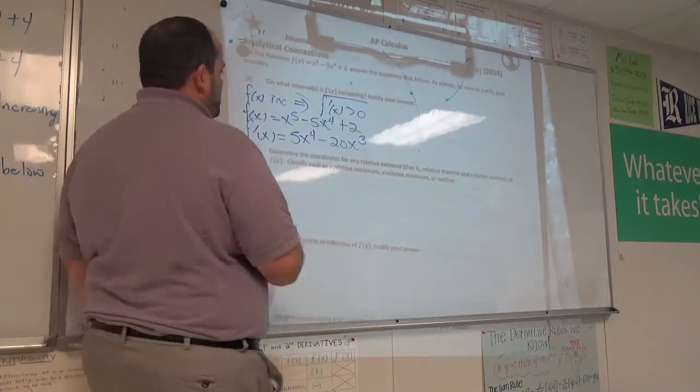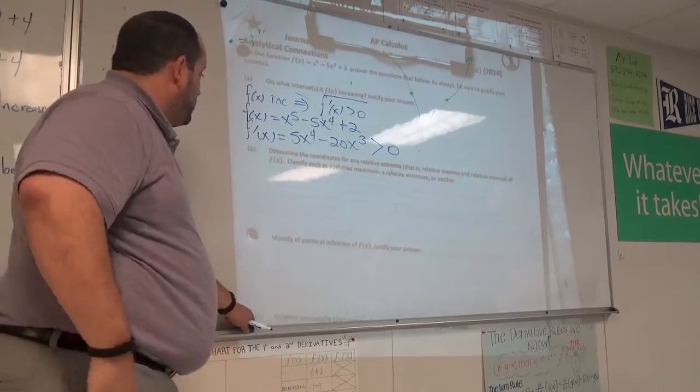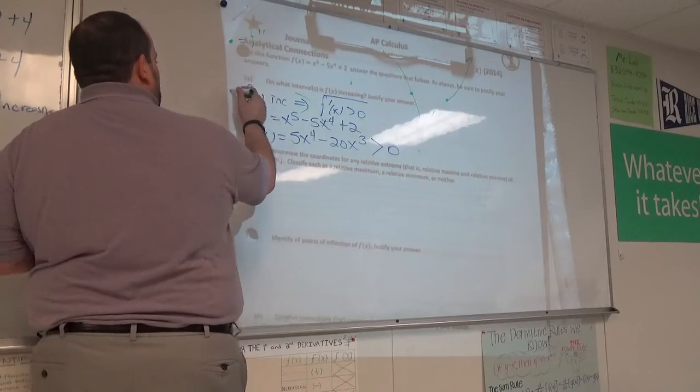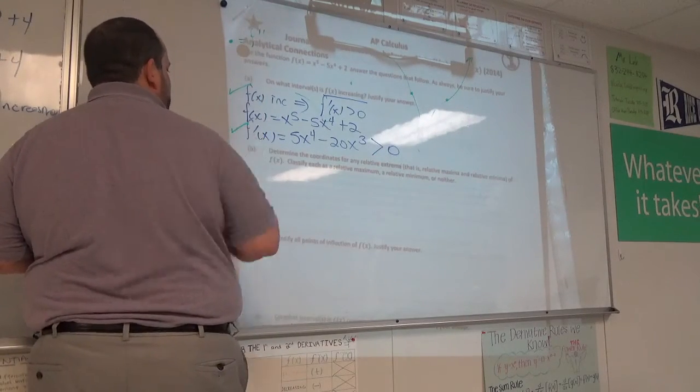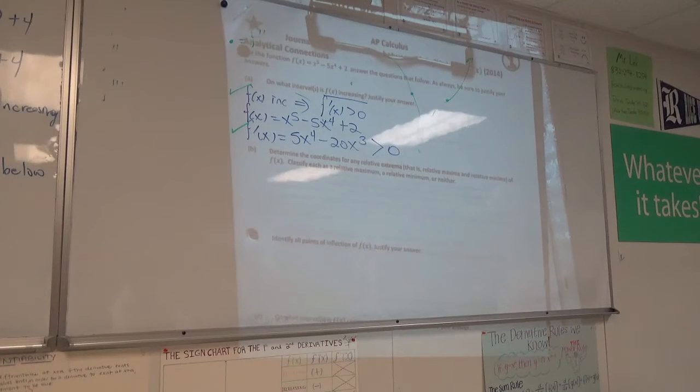Great, so all that you need to do is figure out where that is positive. So probably a point for making that connection, probably a point for coming up with the derivative. Maybe you're having flashbacks right now to pre-calculus.